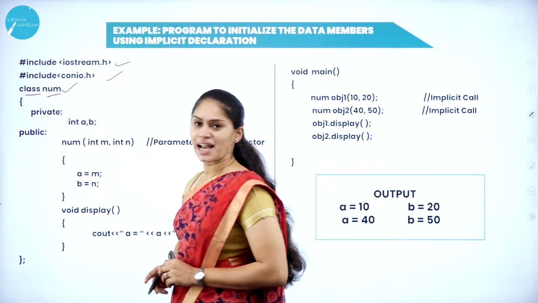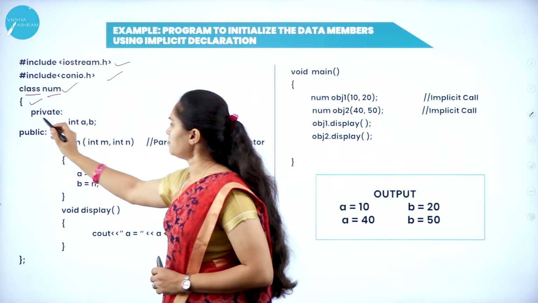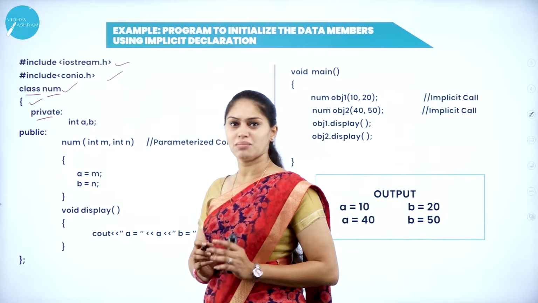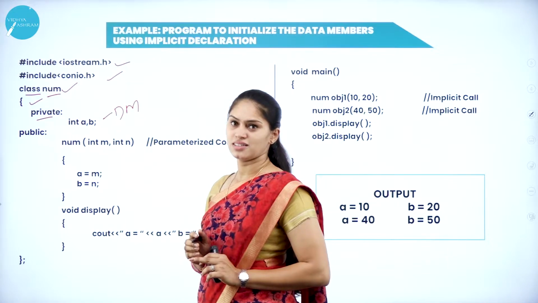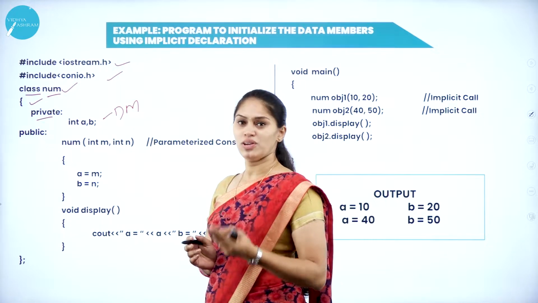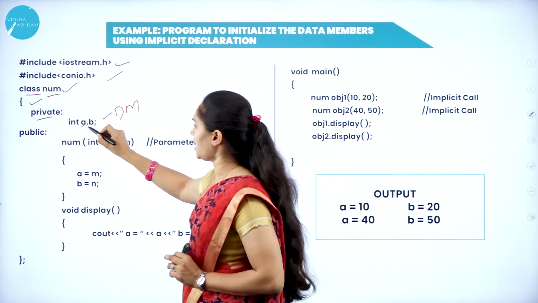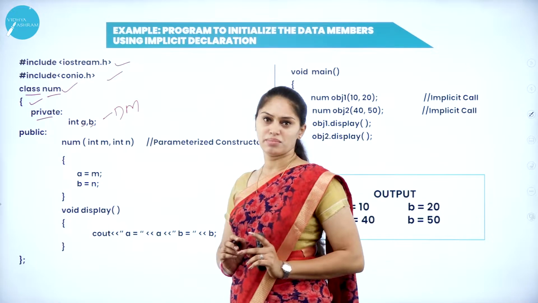Here I am creating a class called num. After that, it opens the scope of the class. Under private, I am creating two variables. Which are the two variables that I am creating? It is nothing but data members of a class, that is, variables which I am going to declare inside the class. That is a data member. Here I have A and B as data members.